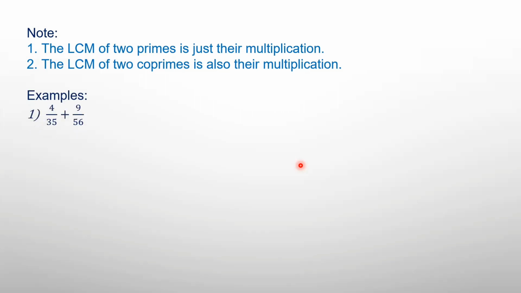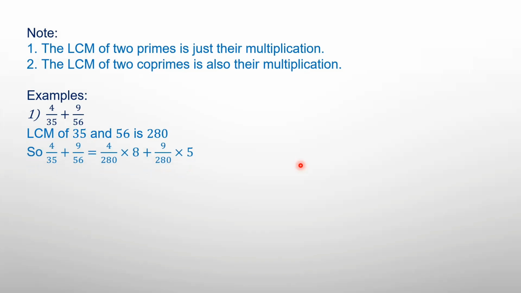Examples. 4 upon 35 plus 9 upon 56. Now, these are fractions and we will use LCM to add these two fractions. So firstly, find the LCM of the denominators. 35 and 56 are the denominators. So what is the LCM of 35 and 56? It is 280.